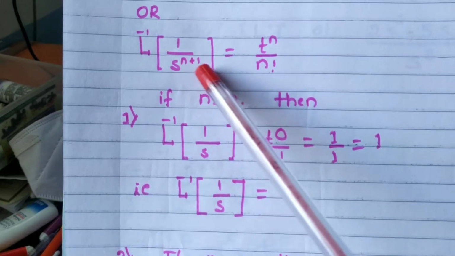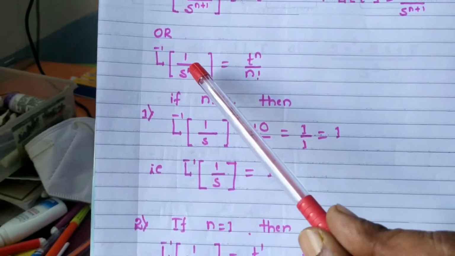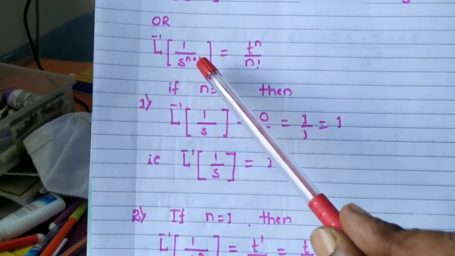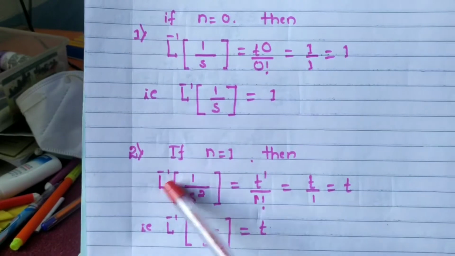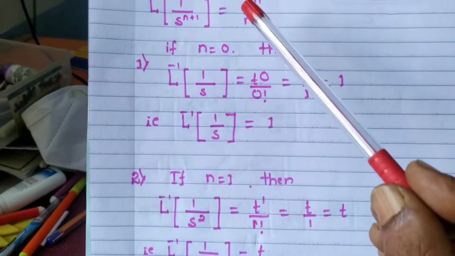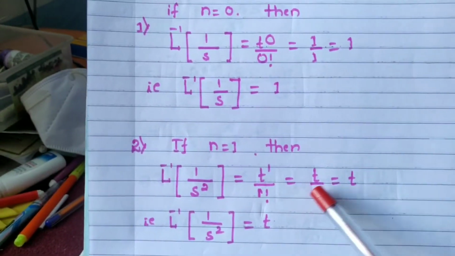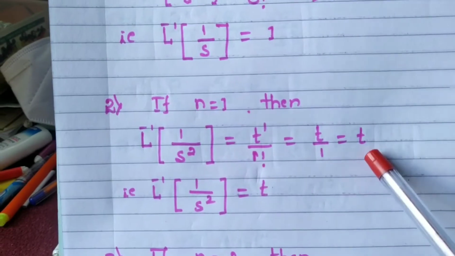Suppose n equal to 1 in this result, what happens? If n equal to 1, L inverse of 1 by s raised to 1 plus 1, that is s raised to 2. Then immediately t raised to 1 by 1 factorial, that is nothing but t. So L inverse of 1 divided by s square is t.